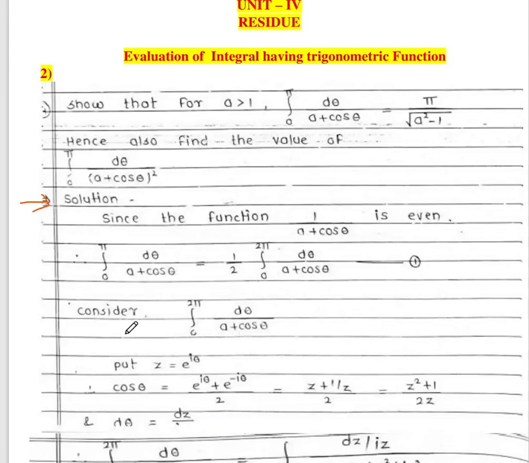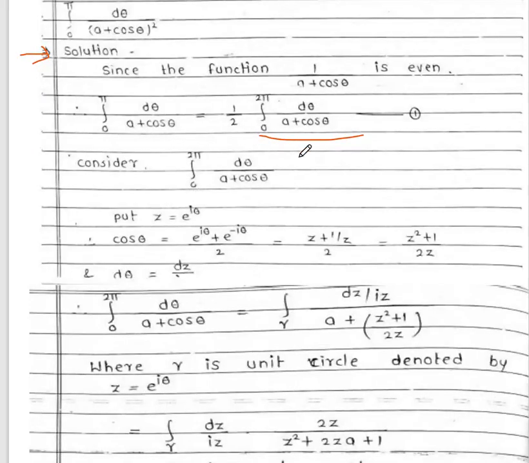So here let us consider the term integral 0 to 2 pi d theta upon a plus cos theta. We will solve this term. So here we will put z equal to e raised to power i theta. But we know that cos theta is e raised to power i theta plus e raised to power minus i theta divided by 2. So therefore cos theta means z plus 1 upon z divided by 2, that is z square plus 1 upon 2z.